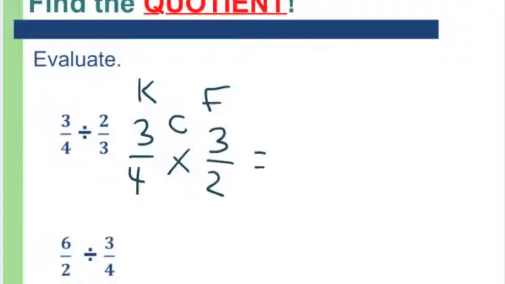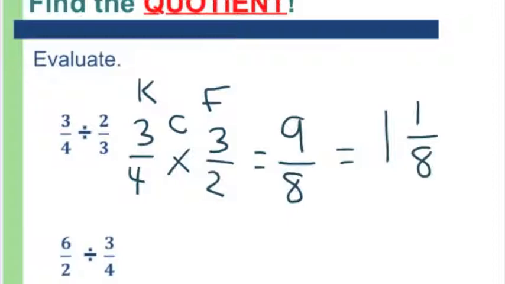We multiply across, so we say 3 times 3, which is 9, over 4 times 2, which is 8. Because this is an improper fraction, we must change it to its mixed number form. We know when we divide 9 into 8, or 8 into 9, we would get 1 and 1/8. 1 and 1/8 would be our quotient.